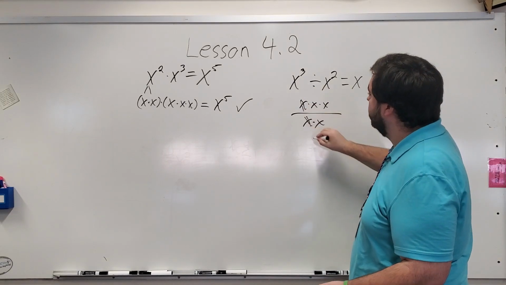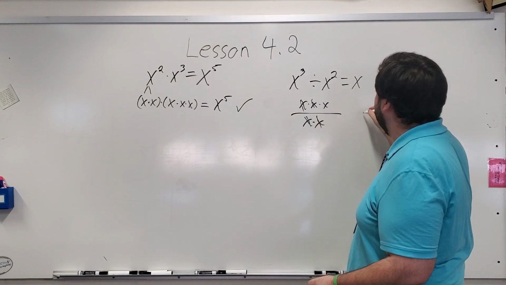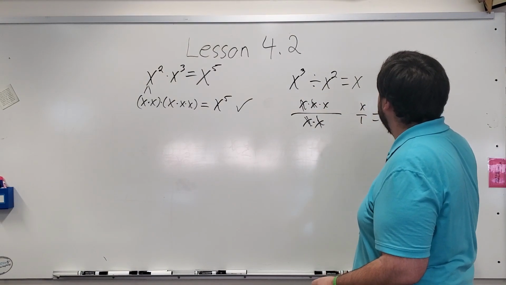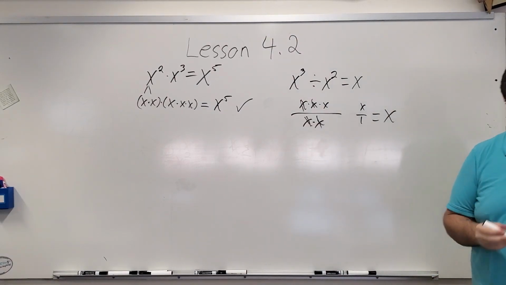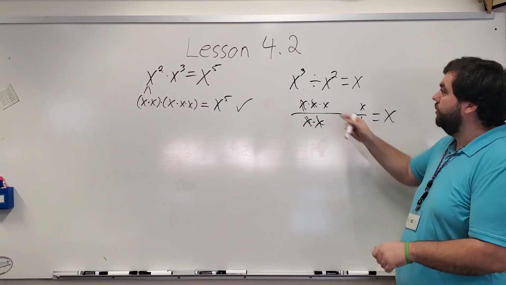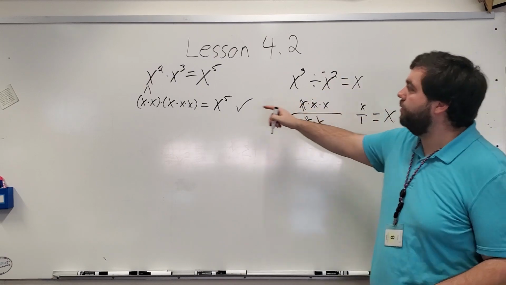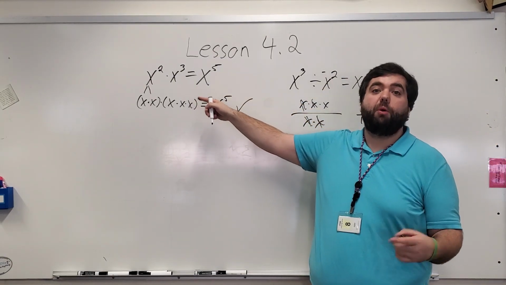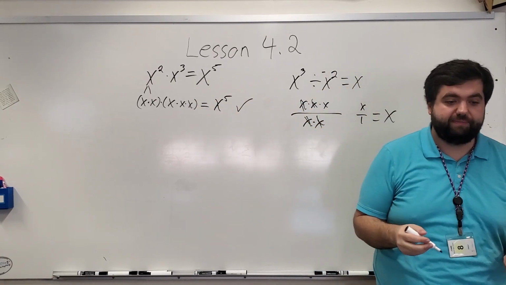This x cancels out, this x cancels out, this x. I'm left with x over 1, which is really x. So the trick, when dividing, subtract. When multiplying, add.